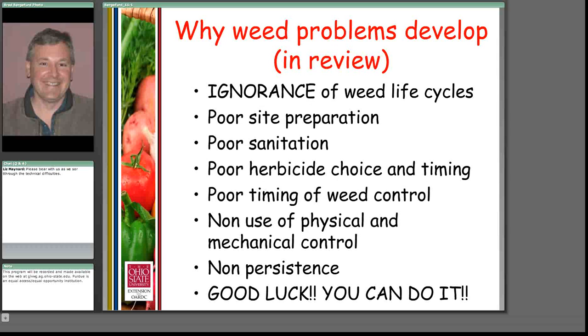Ignorance of the weed life cycle, poor site preparation, poor sanitation, poor herbicide choice and timing, poor timing of the weed control, non-use of physical and mechanical control, and non-persistence, especially if you're going into an area that maybe is going to be a problem area from the start. Just be persistent. We will eventually reduce those seed banks and hopefully get us up to a good crop.